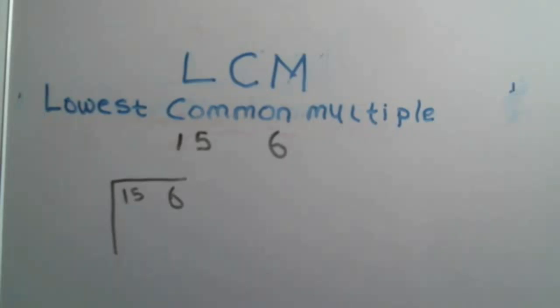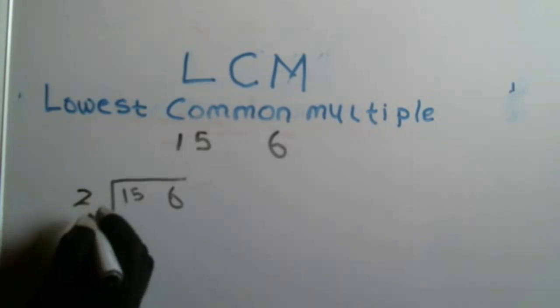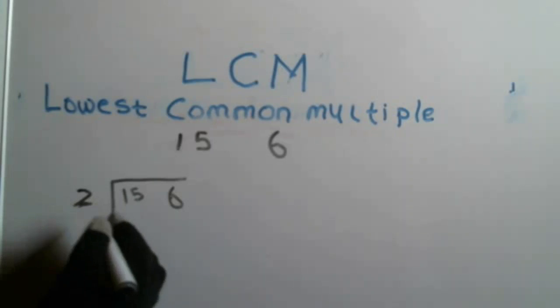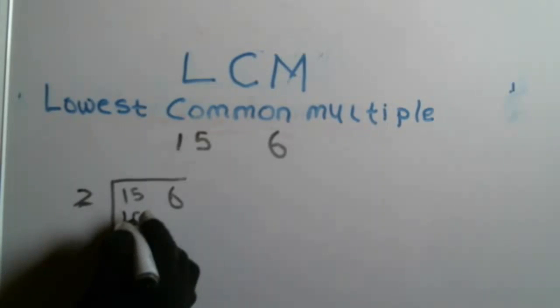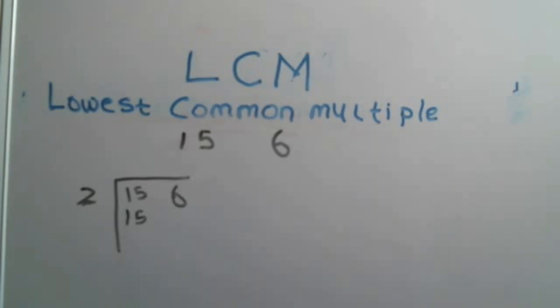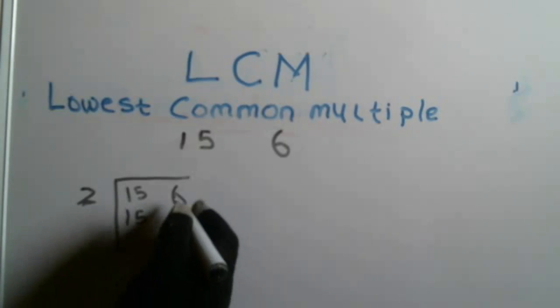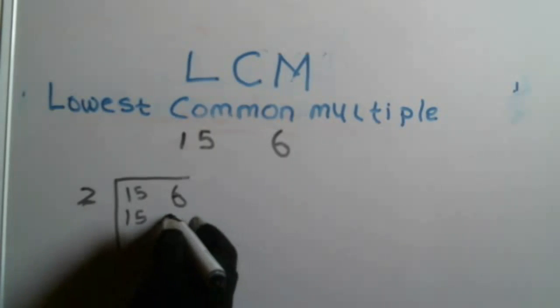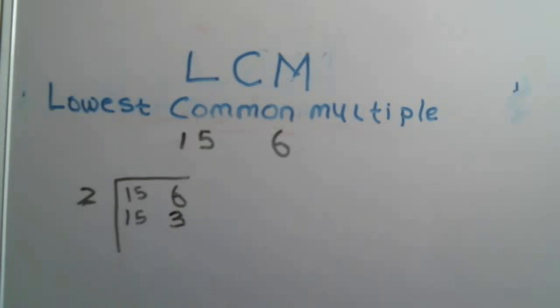Should we try 2? Yes, we always start with 2. Can 2 go into 6? Yes, but not into 15 because there will be a remainder. So since we cannot use 2 for 15, we let 15 be. We say 15, stay as you are. We will come back to you. So 2 into 6, 6 divided by 2 gives us 3.